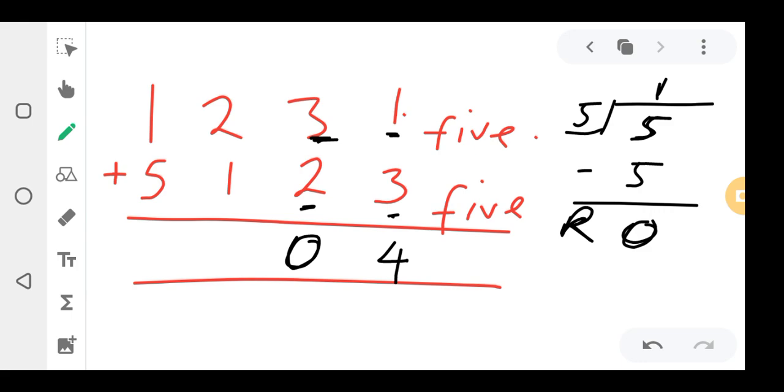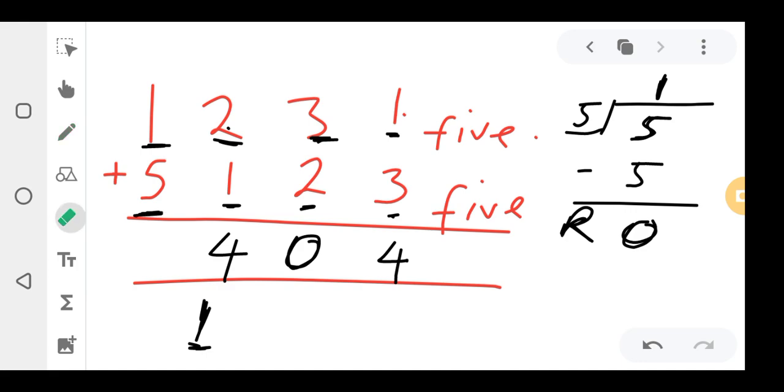So remainder 0. The one that is on top here, I'll bring it down here. Then I add 2 plus 1, 3 plus 1, 4. 4 is less than 5, so I just write it the way it is. Okay. I go on to the last one. 1 plus 5 is 6.